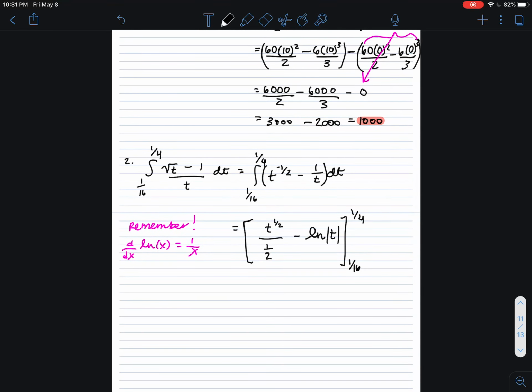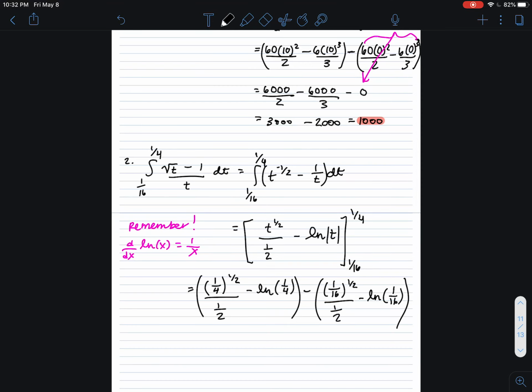Okay, so now we plug it in using the fundamental theorem of calculus. So we first plug in the 1/4 because that's our top bound. So we get 1 over 4 to the 1/2 divided by 1/2 minus the natural log of the absolute value of 1/4, but the absolute value of 1/4 is just 1/4. Big parentheses, and then we're going to subtract and plug in the 1/16 bound because that's our bottom bound. So we have 1/16 to the 1/2 divided by 1/2 minus the natural log of 1/16.